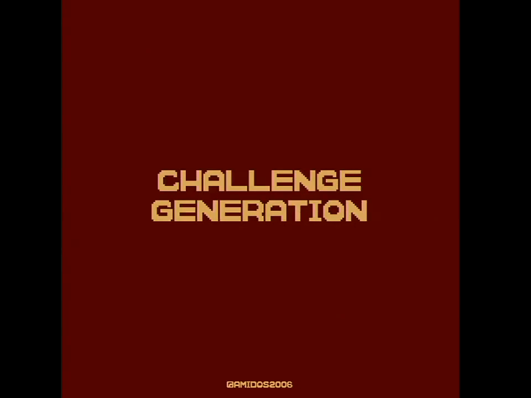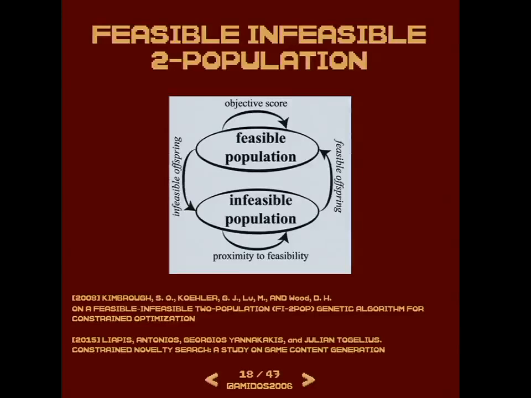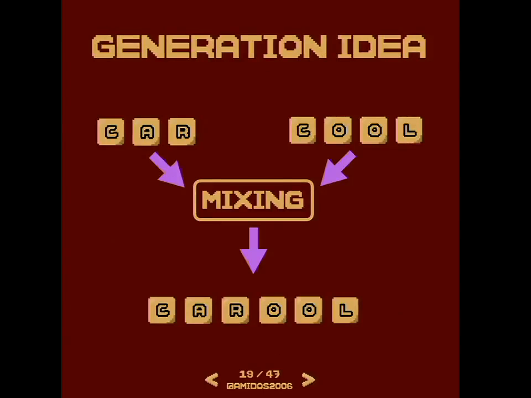So after that, we started on the generation. Those were the guidelines we wanted to follow. So we use a feasible and infeasible two-population genetic algorithm. For people who don't know it, it's a genetic algorithm that has two populations. One of them is trying to satisfy a certain constraint, while the other one is trying to increase the fitness of the whole population as a whole. So that's what the generation technique tries to do.